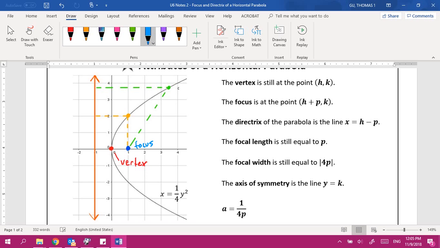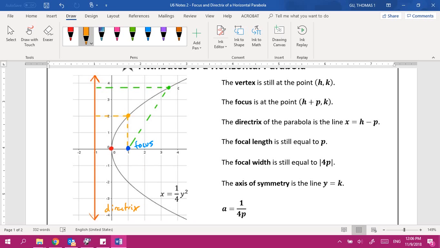Now the focus is at a different point. Notice the focus is at h plus p comma k. That is different than yesterday. The directrix, that's this line over here. Notice the directrix is now going up and down instead of left and right. And now it's the line x equals h minus p. That's also different from yesterday. It has to be x equals something because the line's up and down now. However, there are some things that do stay the same.